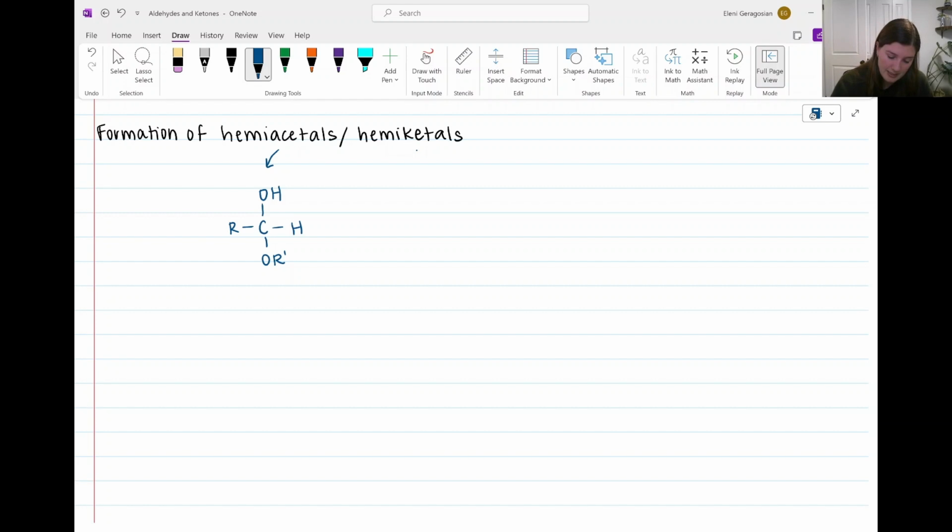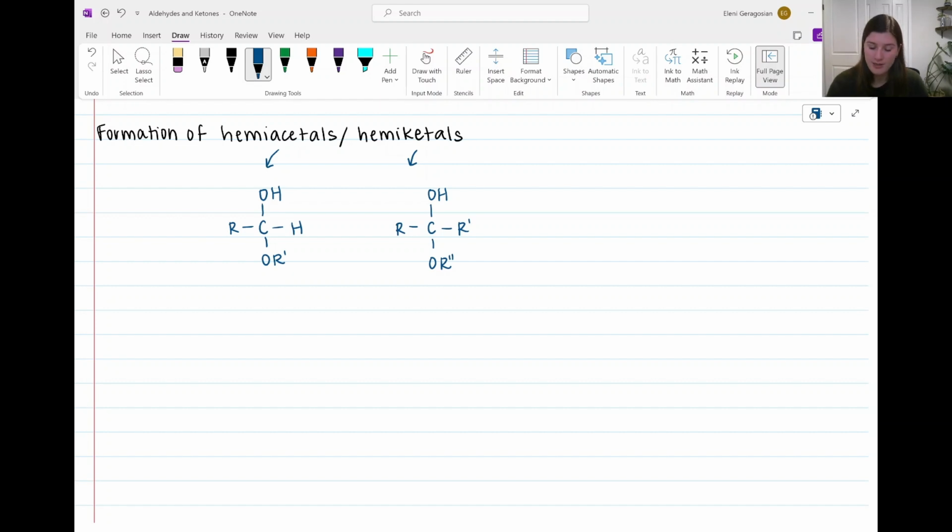A hemiketal is almost the same except for we have two R groups bonded directly to the carbon as opposed to an R group and a hydrogen. And then we still have an OH and then an alkoxy group, oxygen with another carbon chain.